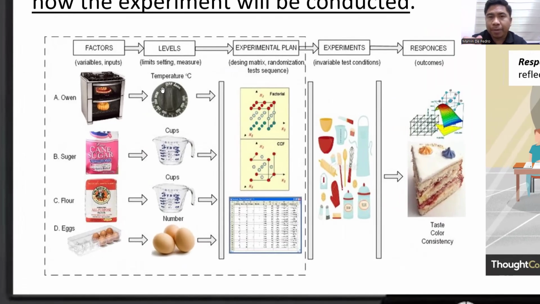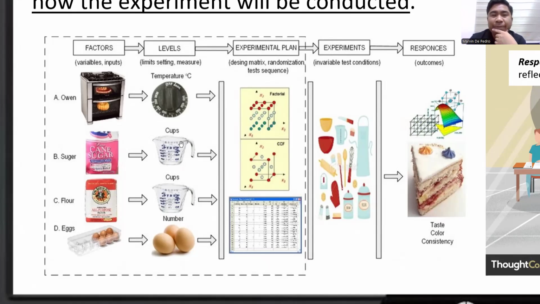Our controlled variables could be our limits, the setting of our temperature, the measurements of the water we add to the ingredients, or the number of eggs, the amount of whatever substance we add to our ingredients.